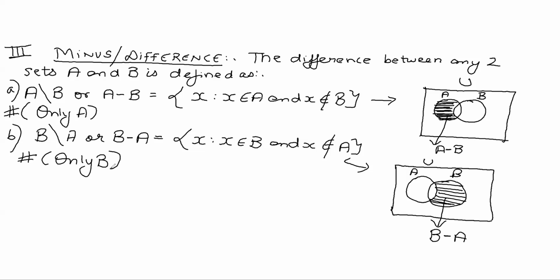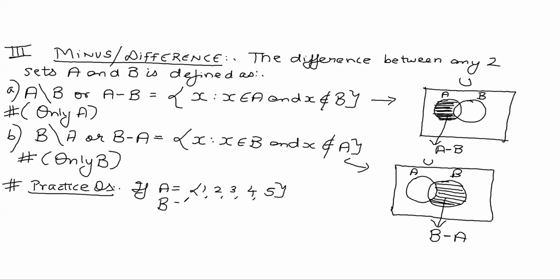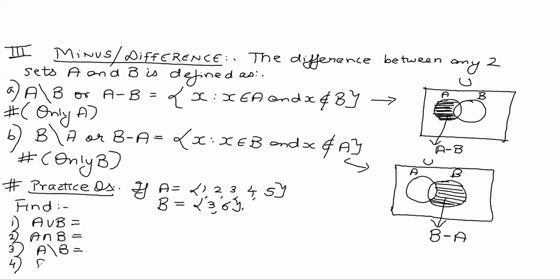Okay, let's quickly take a practice question. If A is 1, 2, 3, 4, 5 and B is 3, 6, find quickly in your registers A union B, A intersection B, A but not B, B but not A.